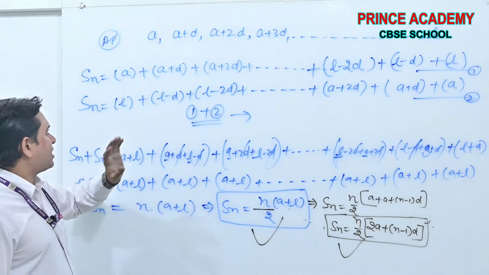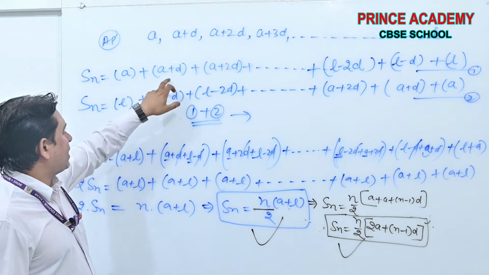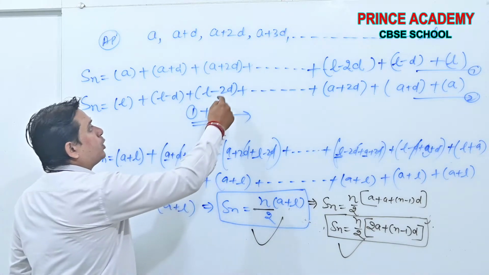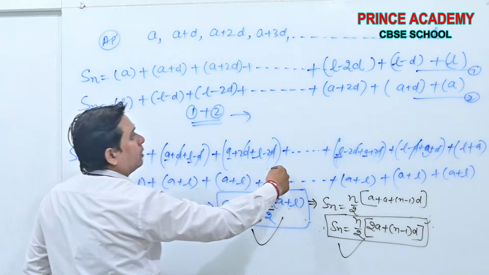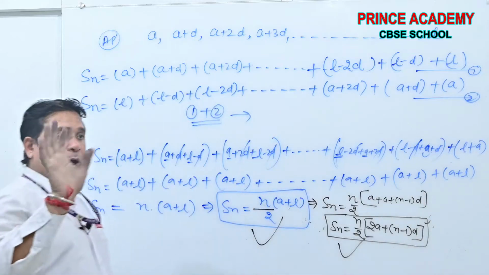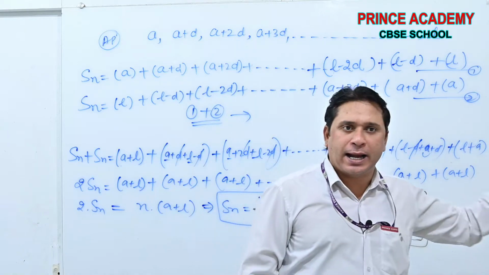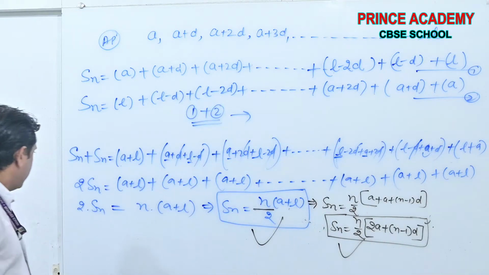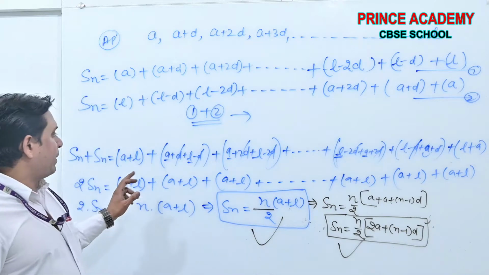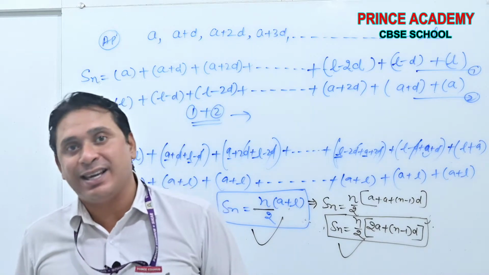Here see, add the respective terms: A plus L. A plus D, L minus D, D will cancel D, A plus L. 2D will cancel 2D, A plus L. Now see, 2Sn is equal to A plus L, A plus L, A plus L. How many times? N times. From here, 2Sn is equal to N into A plus L, because A plus L is added N times.